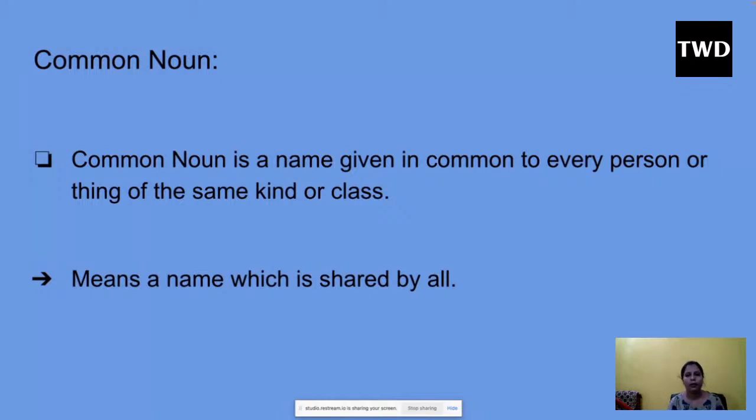So here boy, girl, this word is something which is shared by all the same category of people. Like if I say boy, all the boys are boys. If I say girls, all the girls are girls. In the same way, women, auntie, uncle, doctor, pilot, tree, pencil, pen, table, all these are common nouns. So common noun is a name given in common to every person or thing of the same kind or class. Yes, means a name which is shared by all. It is not like a particular girl is called as girl. All the girls, all the females are known as girls, isn't it?